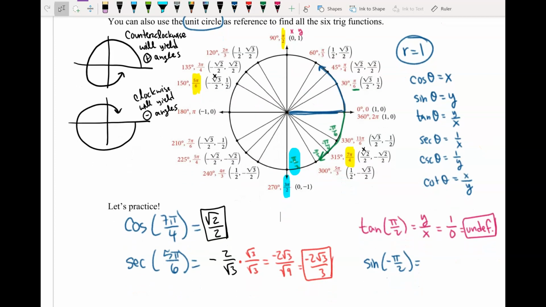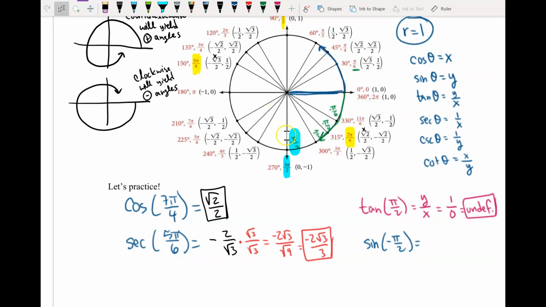And we call these coterminal angles. Okay, so these two guys, negative pi over 2 and 3 pi over 2, are coterminal angles because if I subtract 2 pi, you end up getting negative pi over 2. So these guys are coterminal. Let me write that down.